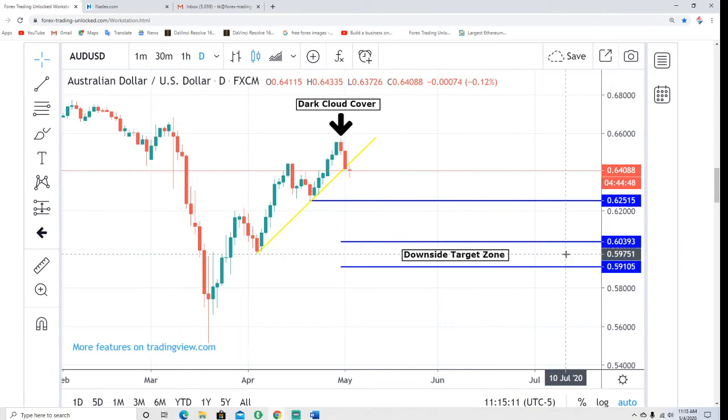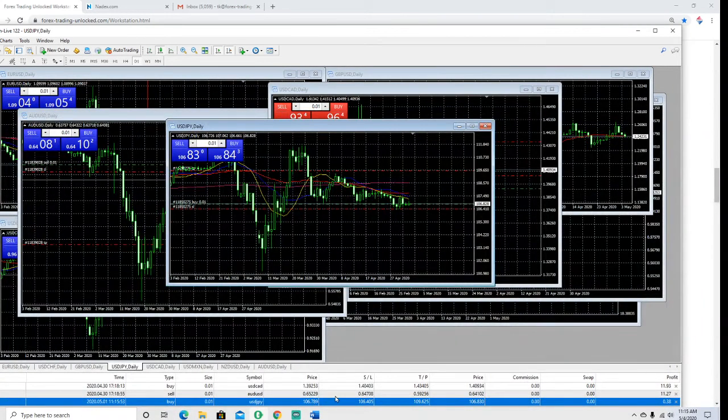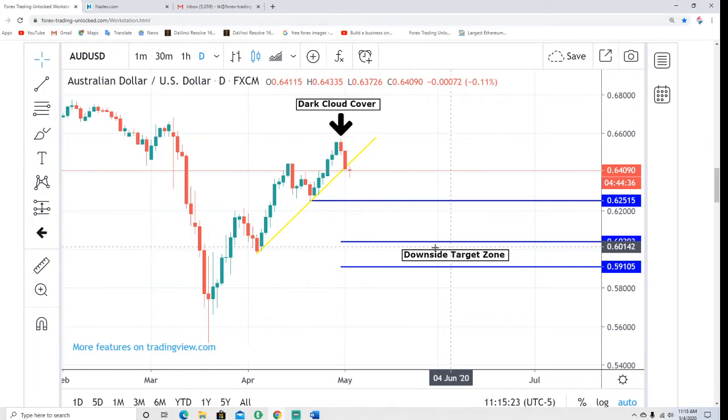Now we also have a short from this dark cloud cover, this Australian dollar, US dollar. We have this downside target zone of 60.39 down to 59.10. We shorted that last week at 65.22. We're targeting the 59.25 area, which is right in the middle of that zone. So this is where we're looking for.